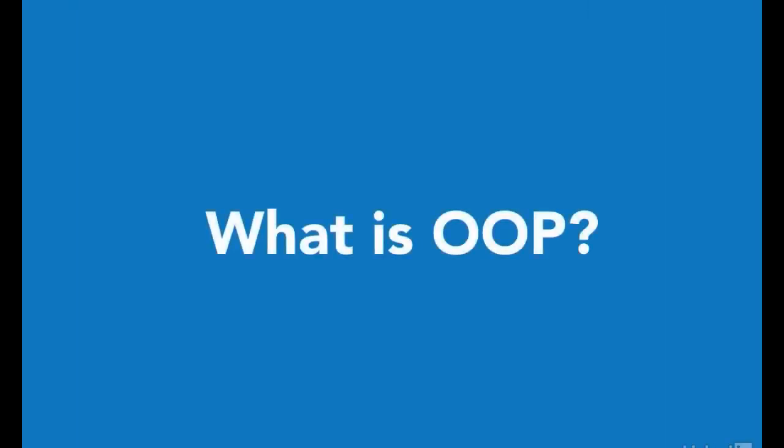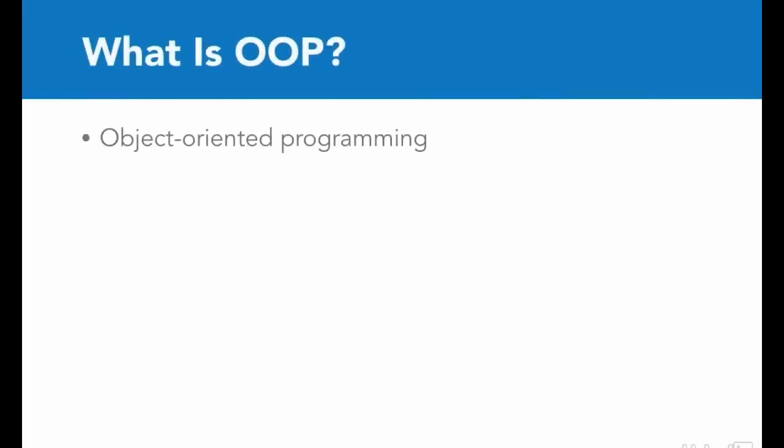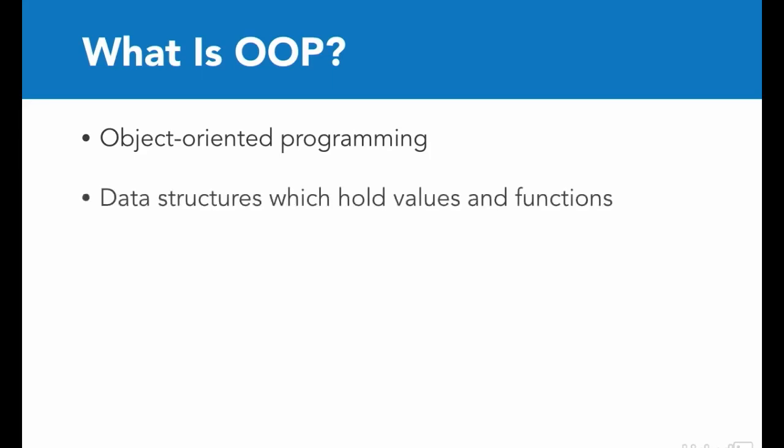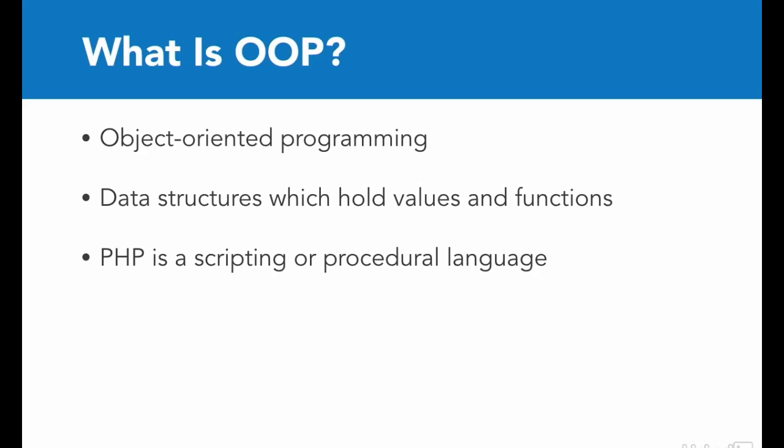Let's begin by talking about what is OOP. OOP is an abbreviation for Object-Oriented Programming. Object-Oriented Programming is a type of programming where we define data structures, those are the objects, which can hold both values and functions. PHP is a scripting language or a procedural language.